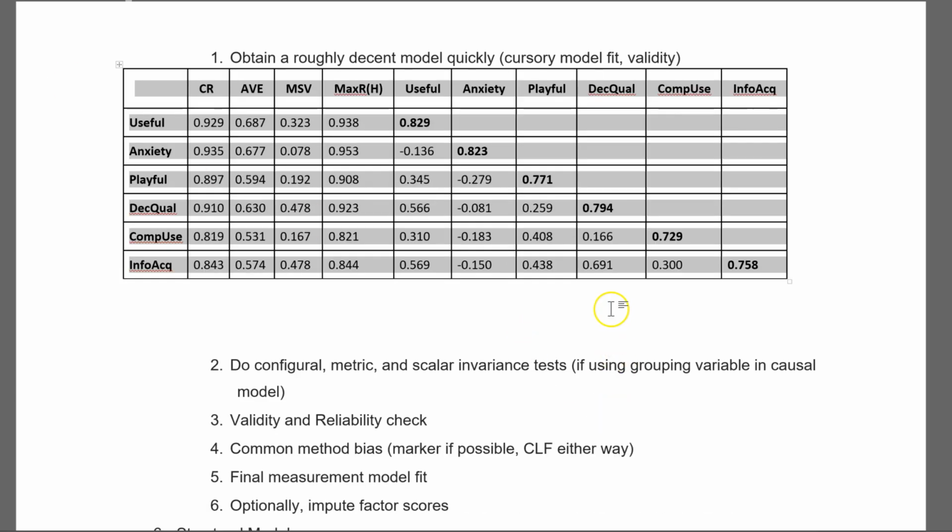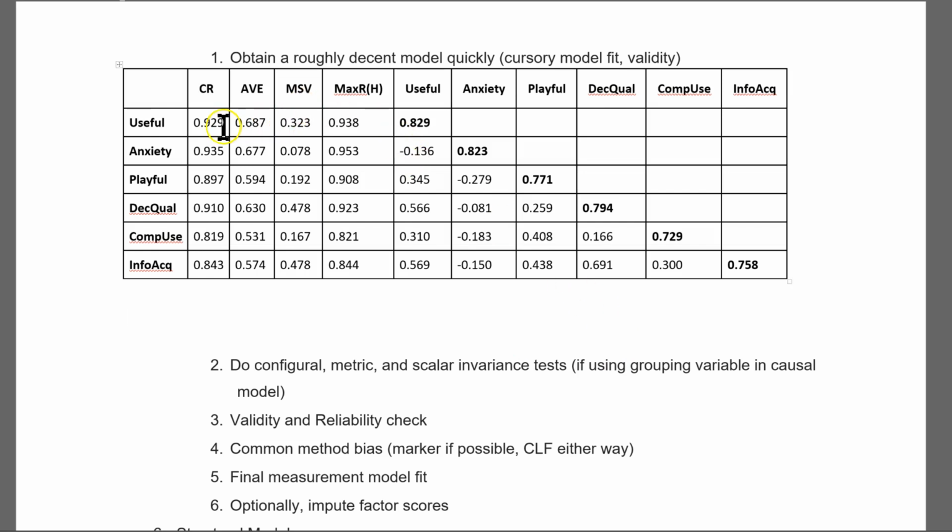There we go. Cool. We're looking for values in CR above 0.7, we're good. AVE above 0.5, we're good. We're looking for the square root of the AVE on the diagonal to be greater than the correlations here, and we are good in all cases. If we weren't, we'd have to go back and fix it.